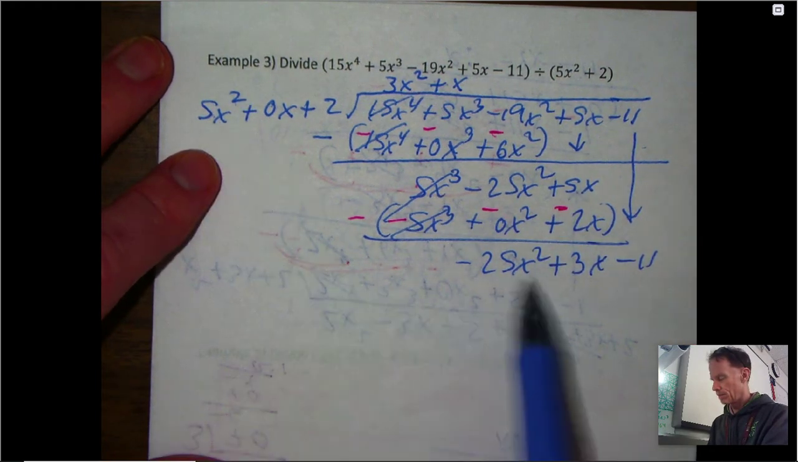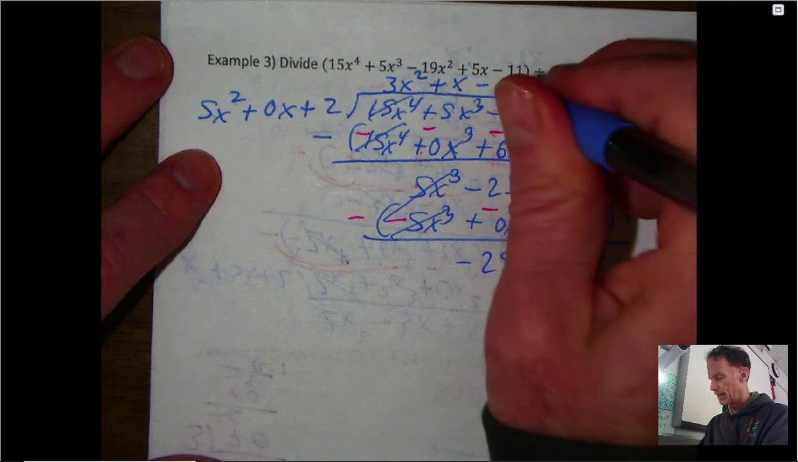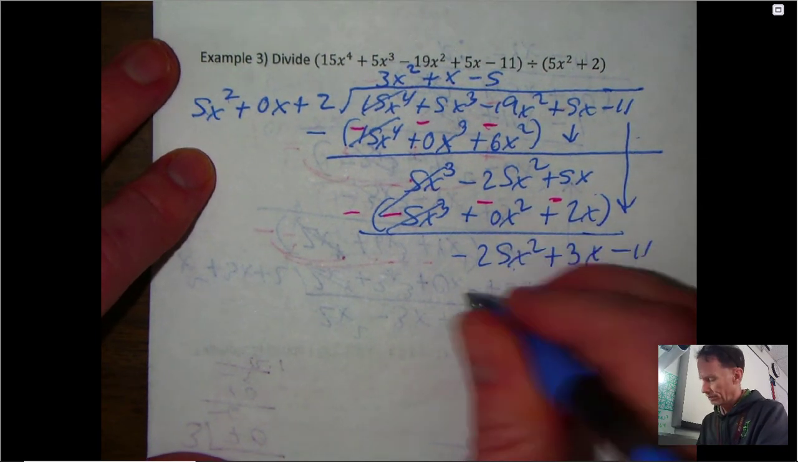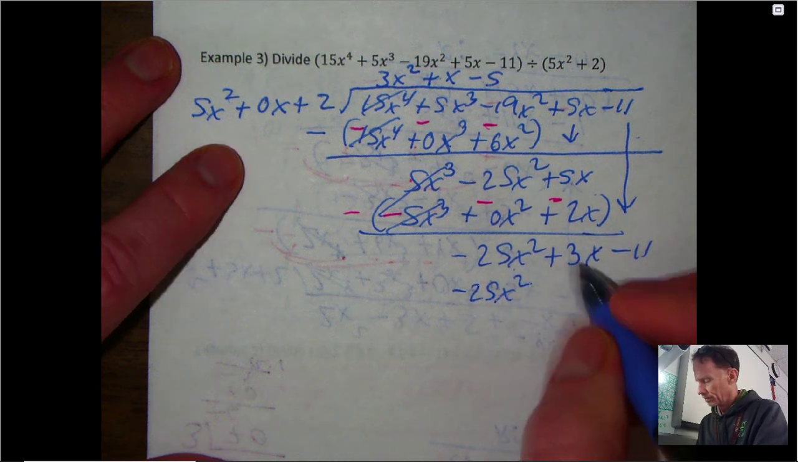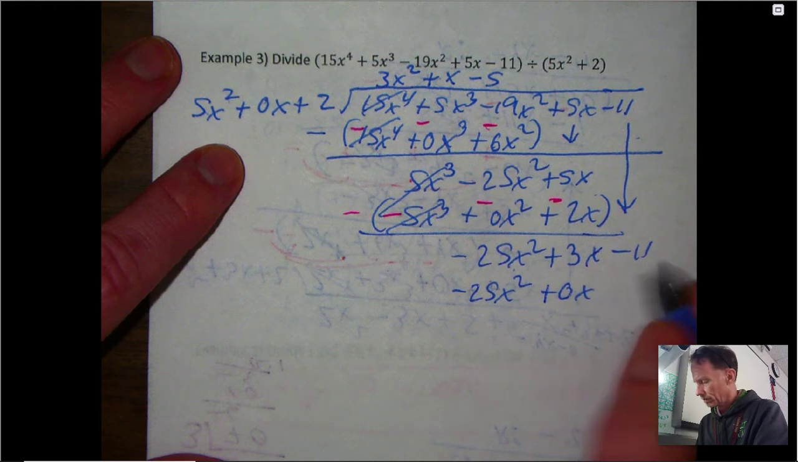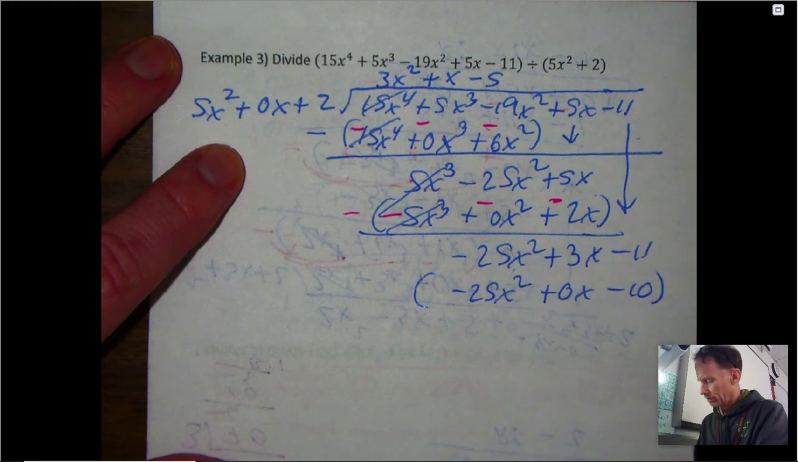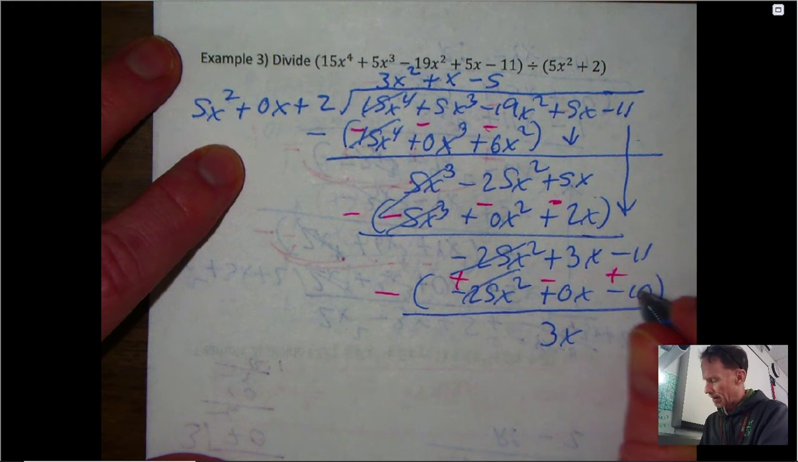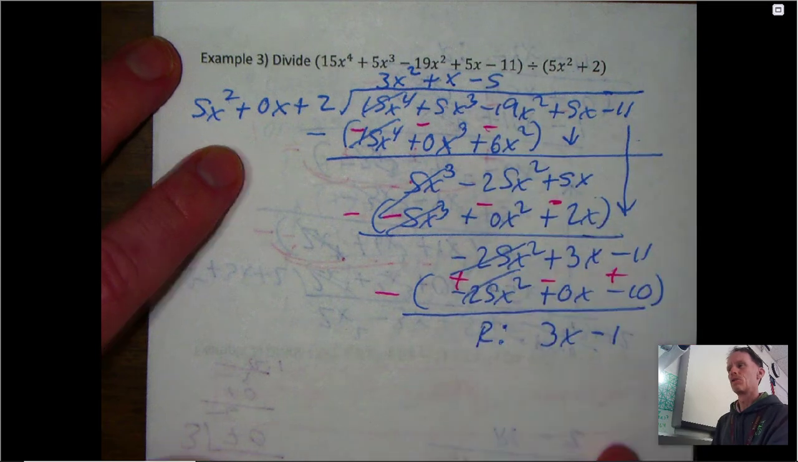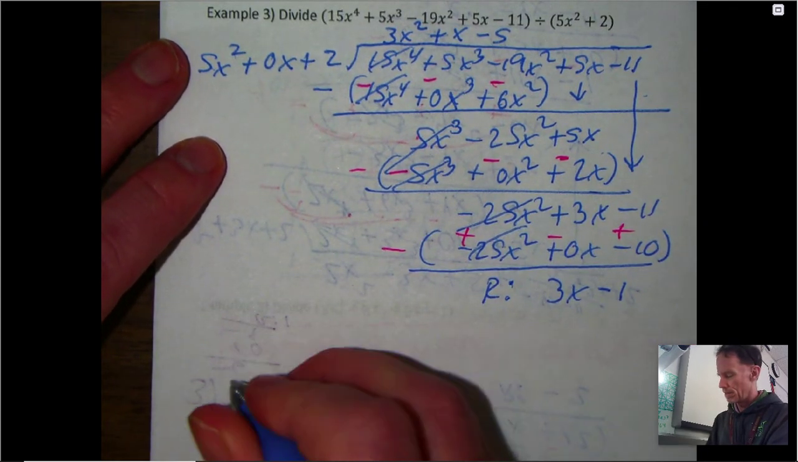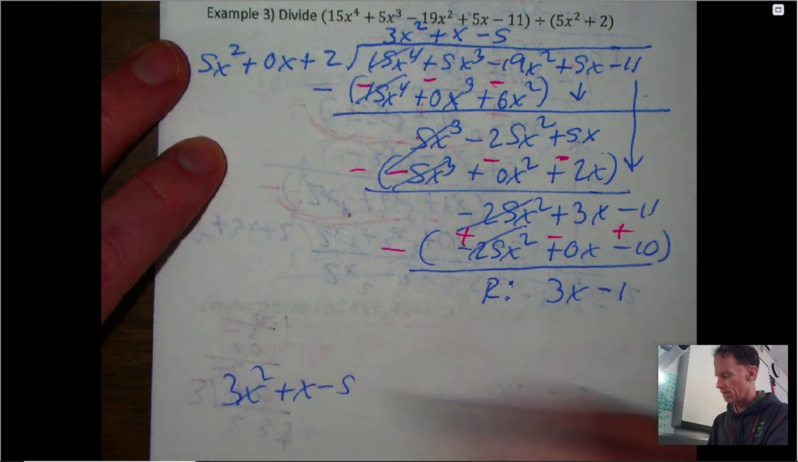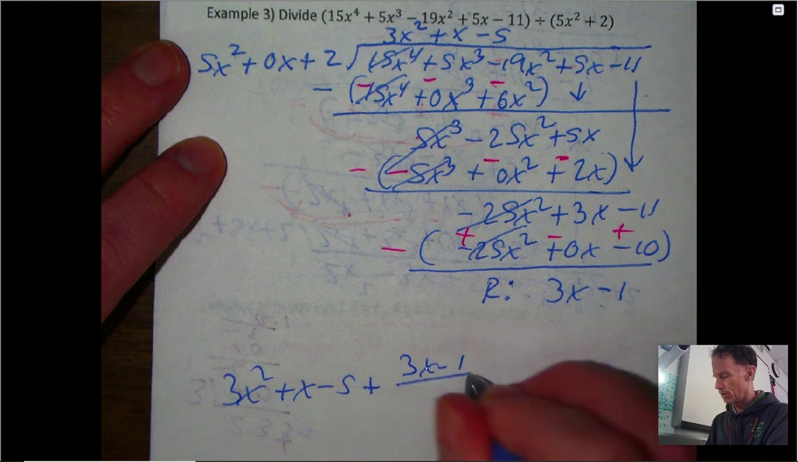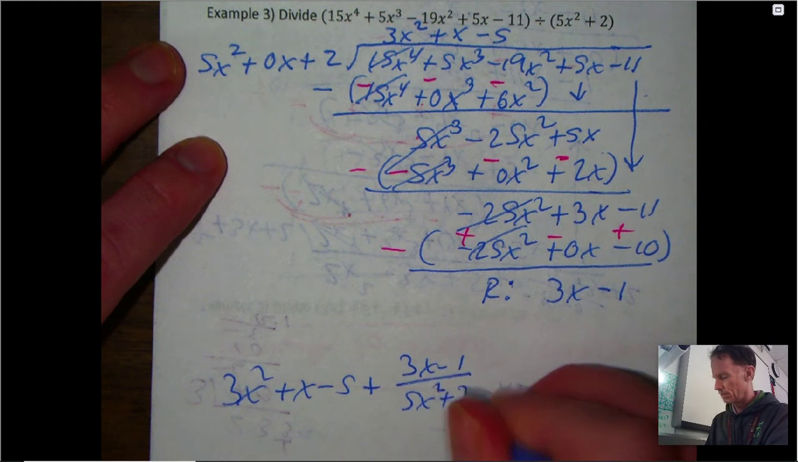And last step, 5x squared times what will give me negative 25x squared? Just need a negative 5. And that's a plus, that's a minus, that's a plus. And again, the sign of 0 doesn't really matter. So I have left over 3x minus 1, negative 11 plus 10. And that is my remainder. I wrote it kind of small up here, so I'm just going to write my final answer right below here. It would be 3x squared plus x minus 5 plus 3x minus 1 over 5x squared plus 2.